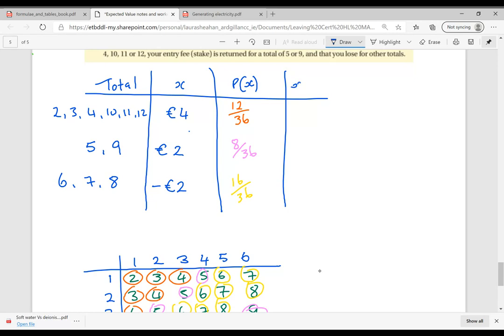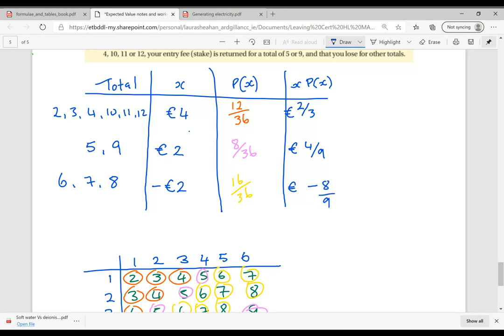Then remember, you are saying x times p(x). Okay, and also remember that all of these p(x)'s have to add to 1, so it's kind of a nice easy way of checking. Okay, so x times p(x), when you multiply 4 by 12 over 36, okay, do that on your calculator, you'll get 2/3. Remember, this is money, even though you are getting fractions. Then you get 4/9, and it's minus €2, so minus 8 over 9.